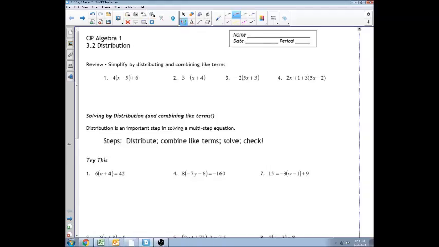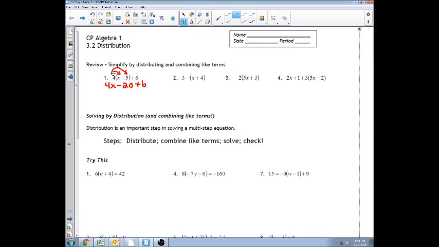Alright, for number 1, let's see how you did. First thing we want to do is check inside the parentheses if we can combine anything. Well, x minus 5 cannot be combined, so I'm going to distribute the 4 to the x and to the negative 5. 4 times x is 4x, 4 times negative 5 is negative 20, and then I still have my positive 6.